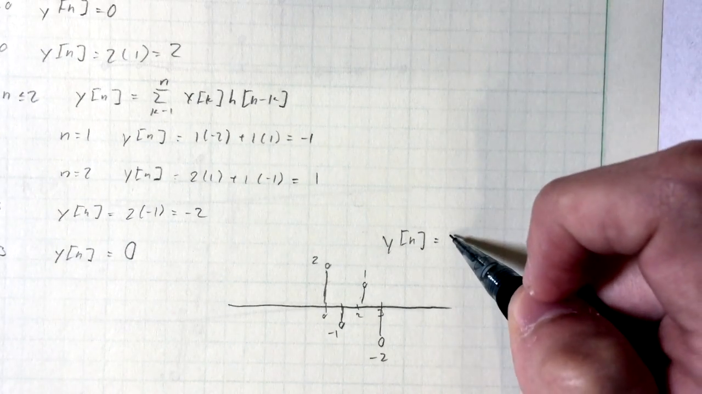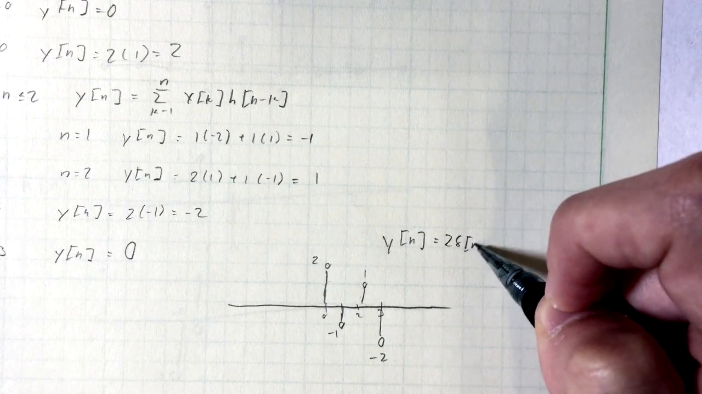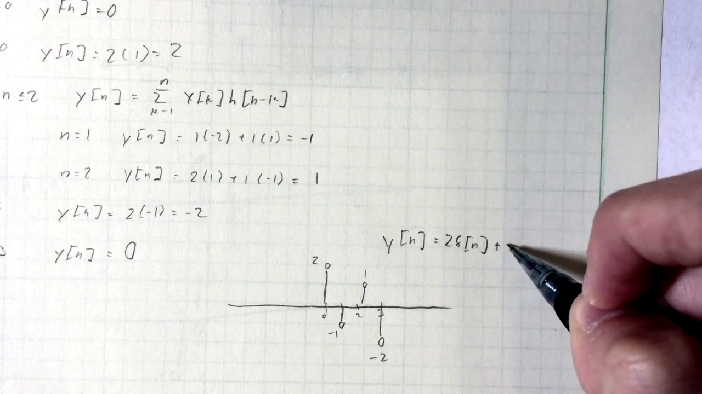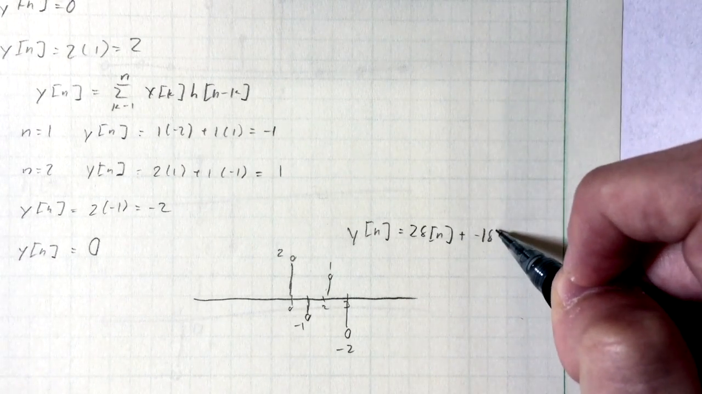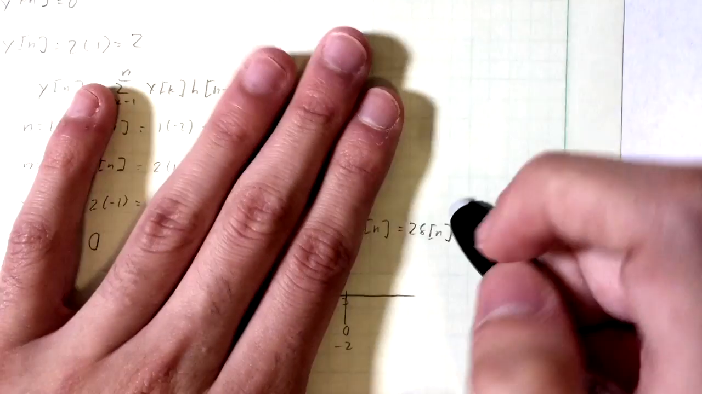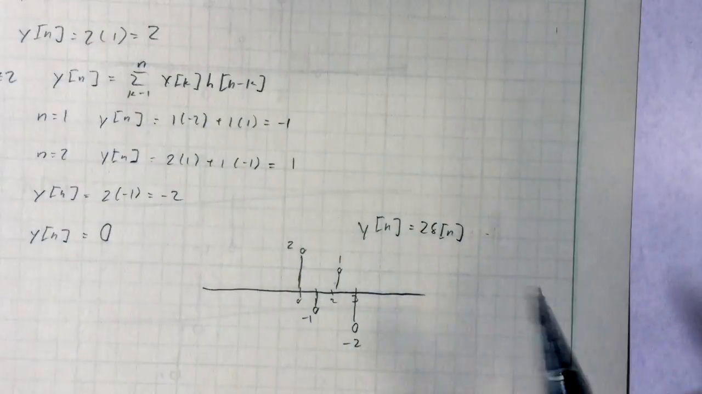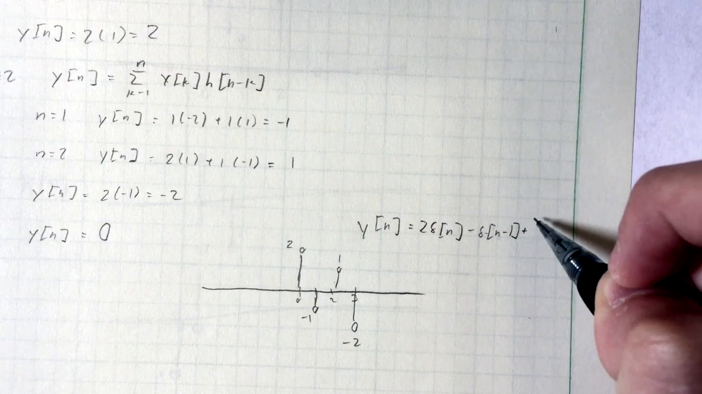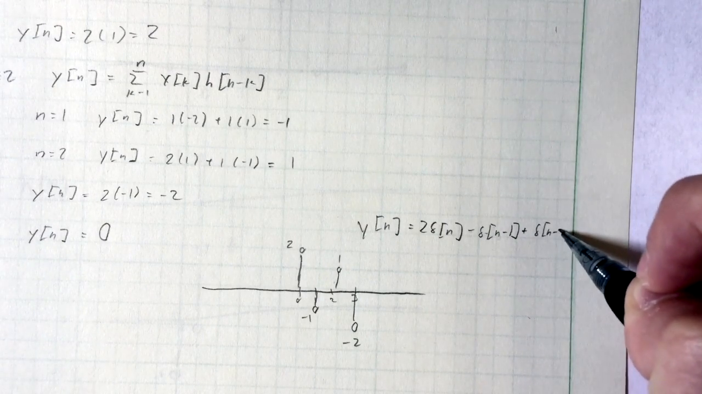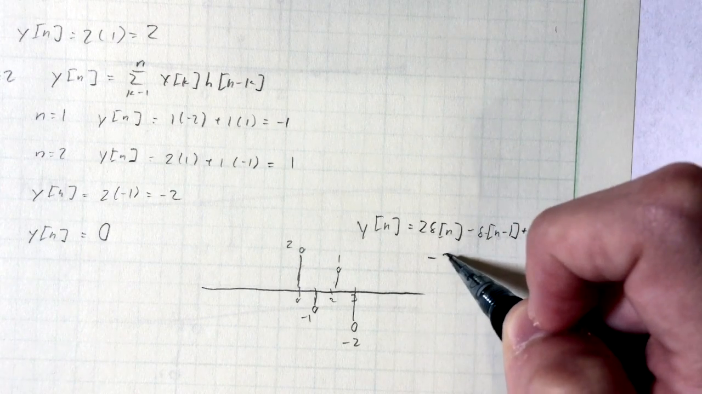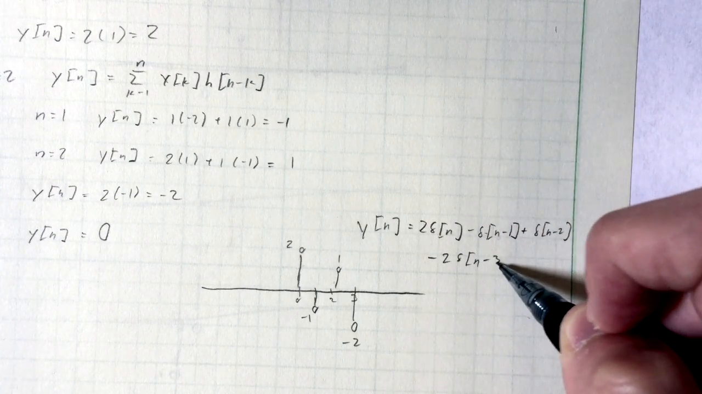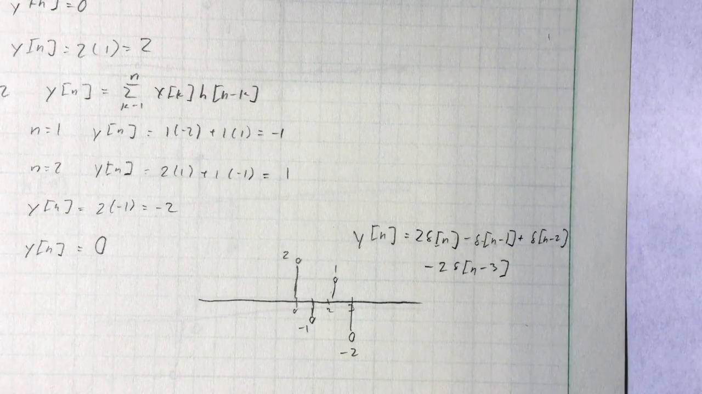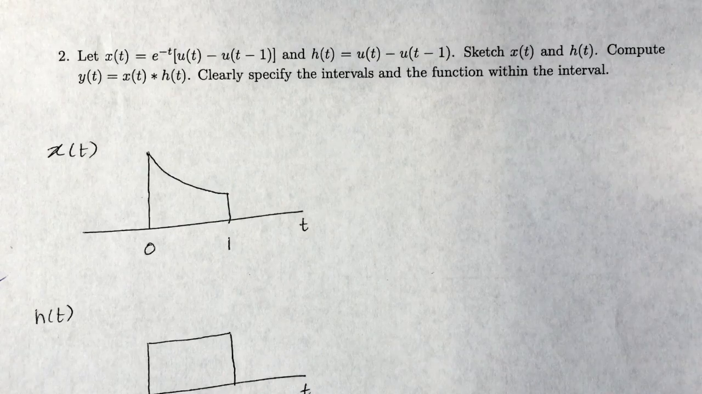And then we can write this as a sum of delta functions, so 2 delta n, you know, I should just write that as a minus, minus delta n minus 1 plus delta n minus 2 minus 2 delta n minus 3. And that is the result of the convolution. And there we go.